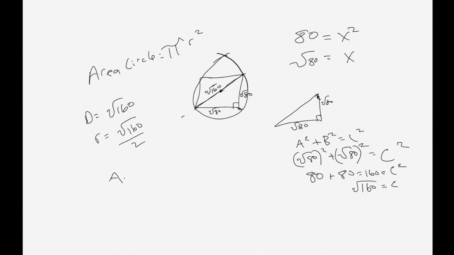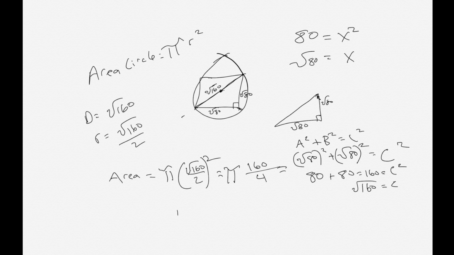What we're trying to get is the area of the circle. So the area of the circle equals pi times the radius, which is the square root of 160 over 2, squared. Pi r squared. When you have the square root of 160 over 2, we have to square both the numerator and the denominator. So the square root of 160 squared is 160, and 2 squared is 4. So that's our answer, pi times 160 over 4.